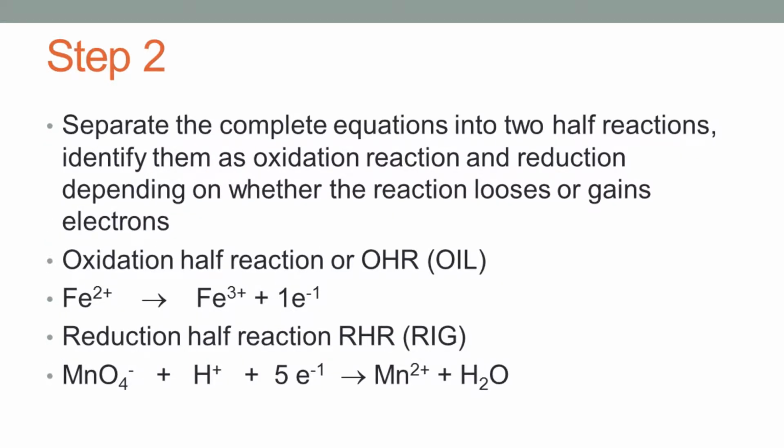In the next step, we separate the two reactions as oxidation half reaction. In this case, Fe2+ giving you Fe3+ plus 1 electron, and reduction half reaction, where manganese ions are formed from manganate ion, MnO4- plus H+ plus 5 electrons, giving you Mn2+ plus water. We write water as a product because in one of the reactants we have oxygen. All the time, oxygen in any of the ions will change into water when the reaction takes place in an acidic or basic medium.